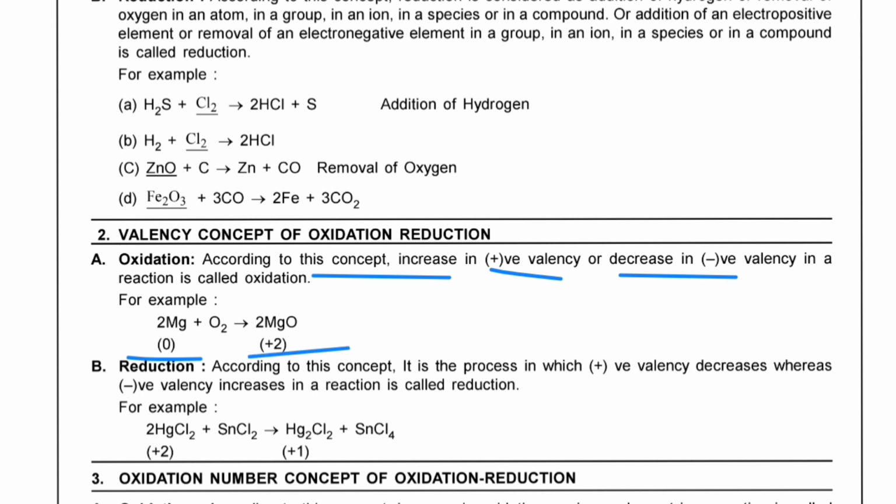You can see in reduction, positive valency decreases while negative valency increases. You can see here the positive valency +2 of Hg decreases to +1 here, so this is reduction.